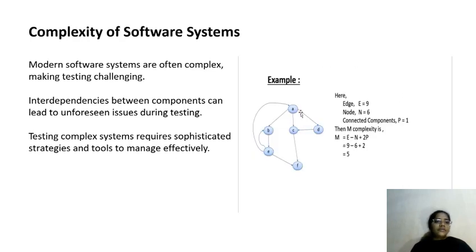Next, I'm going to explain the complexity of software systems. Modern software systems are often complex, making testing challenging, and interdependencies between components can lead to unforeseen issues during testing. Testing complex systems requires sophisticated strategies and tools to manage effectively.